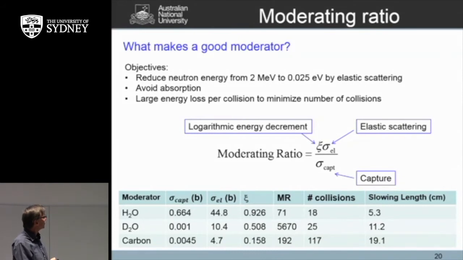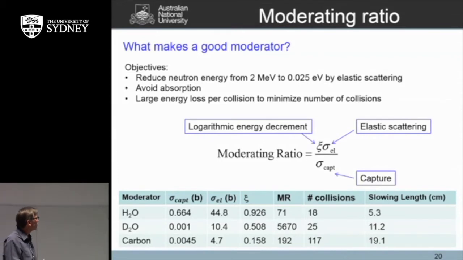The figure of merit, or the quantity that describes this loss of energy per collision, uses the Greek letter xi. It's called the logarithmic energy decrement. It's best for water because it's got hydrogen in it, and it gets worse and worse as you climb up the periodic table. You want elastic scattering. You want the neutrons not to get absorbed, but just to get scattered. So you want a good, high elastic scattering cross-section, and you want minimal capture.